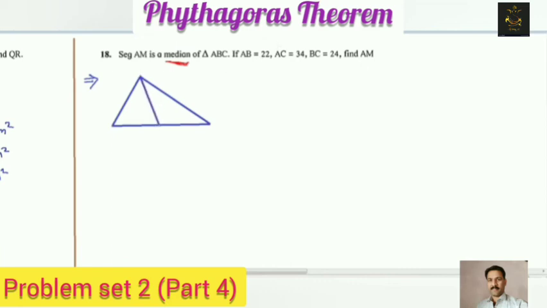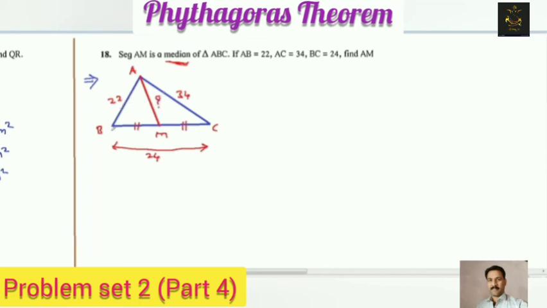Now look here. These are the two parts which are equal here. We will write the names here. First, this is AM, which is the median. The remaining two are B and C. What do we know? AB is 22. AC is 34. Full BC we know here now, that is 24. From that we have to find this AM.